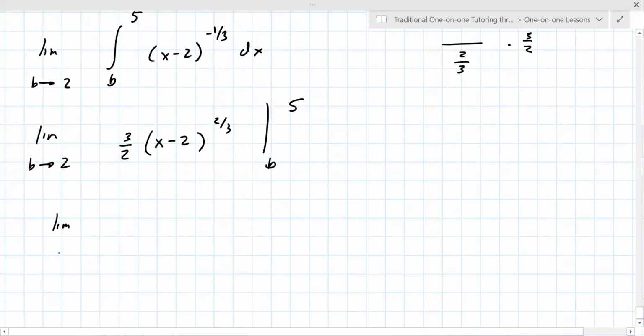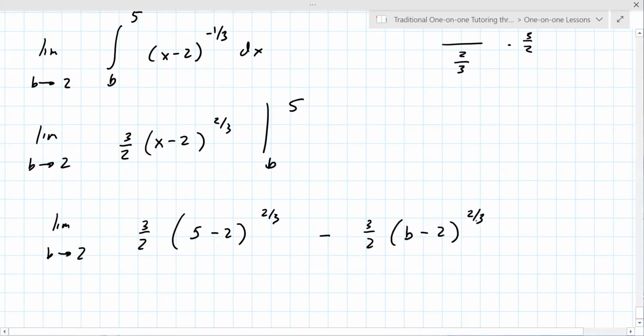So you take the limit as b approaches 2 of 3/2 times 5 minus 2 to the 2/3, minus 3/2 times b minus 2 to the 2/3. And again, the one with the numbers in it, don't even look at that. Just go over here. You got to figure out whether this diverges or converges. That's really important. So as b approaches 2, let's just say it is 2. If you remember all the way back in calculus 1, the first thing you try is just putting the number in.